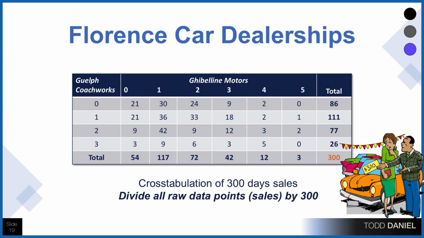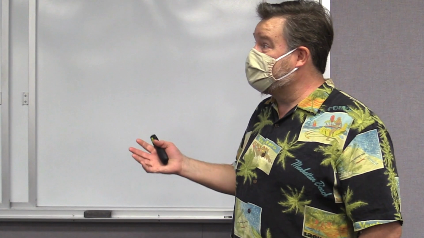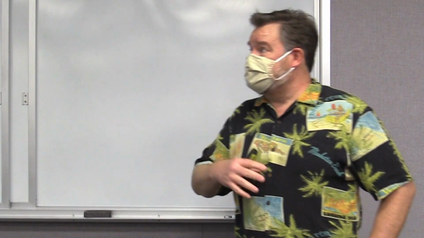So now we can examine the relationship between these random variables. For this, I'll use the example of a car dealership. The Florence car dealerships, there are 2 in town: Ghibelline Motors and Guelph Coach Works. Ghibelline Motors is a little larger. They sell more cars on any given day or week, and so the range of cars they would sell runs from 0 to 5.